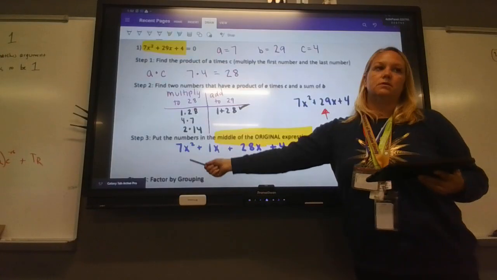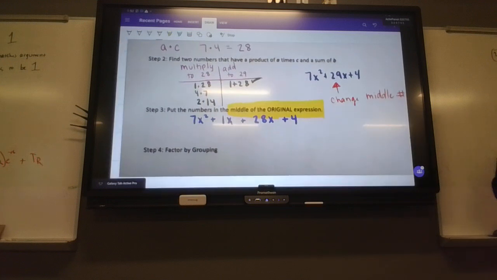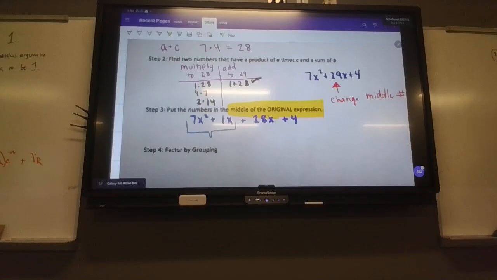So now you look at 2 at a time and you take a GCF out. Factor by grouping. So the GCF between 7x squared and 1x is x. And what's left behind is 7x plus 1. What's the GCF of 28 and 4? They both divide by 4. And what would be left is 7x plus 1.